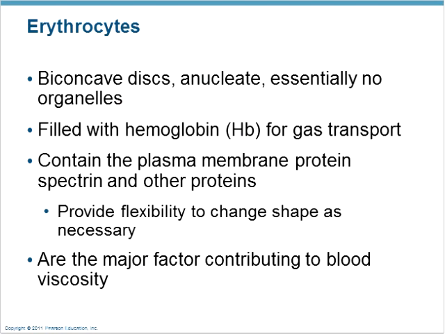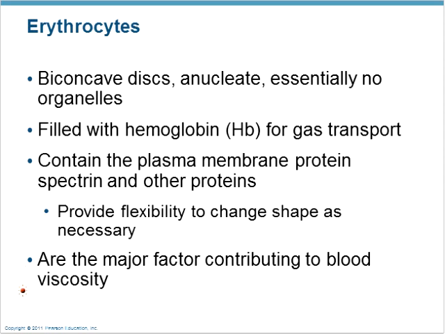We talk about erythrocytes. They're really biconcave discs, anucleate, without nuclei, that essentially have no organelles. When we say biconcave, they're kind of like a Cheerio with the center filled in. That's kind of what they look like. They're filled with hemoglobin, and their primary function is gas transport. That includes the movement of CO2 and the movement of oxygen. They contain the plasma membrane protein spectrin and other proteins which provide flexibility so they can change shape as they move throughout the circulatory system.